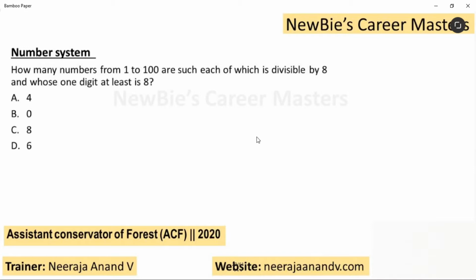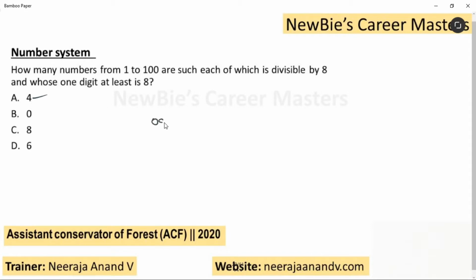The question is, how many numbers from 1 to 100 are such, each of which is divisible by 8 and those one digit at least is 8? Very simple. I hope you have tried the question. Answer is 4. Let me tell you the numbers.